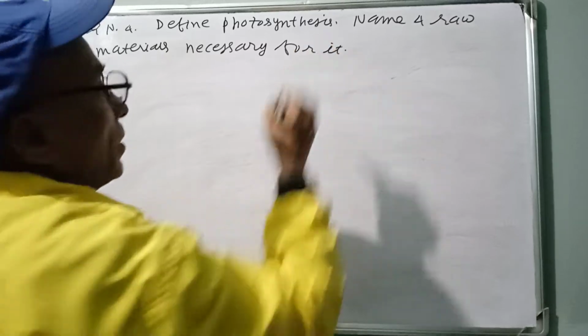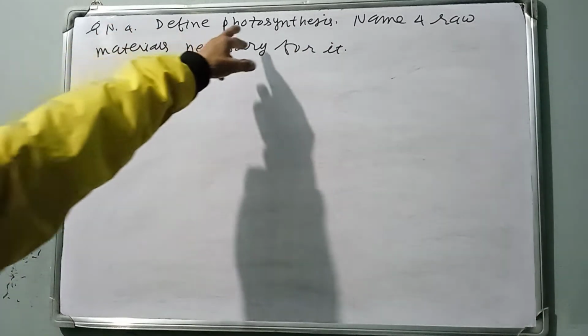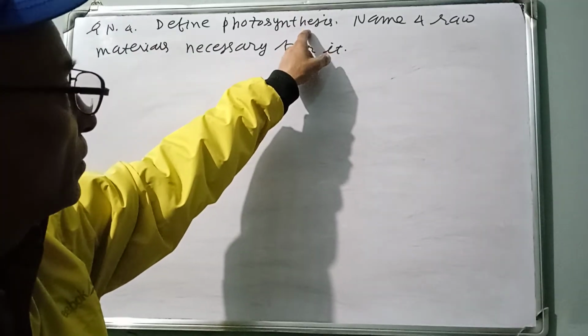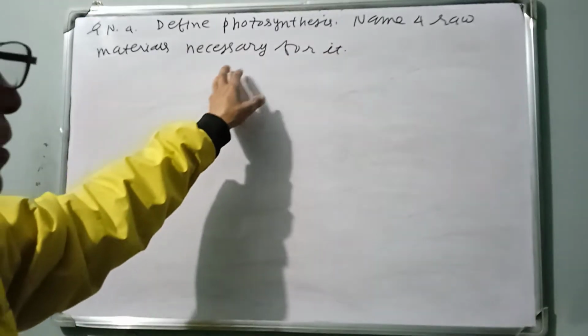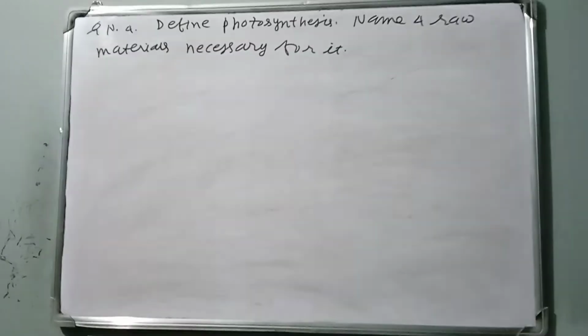Can any living beings survive without food and oxygen? No, of course not. Photosynthesis is very important, without which we cannot survive. Name 4 raw materials. What 4 raw materials are needed by green plants to make food?